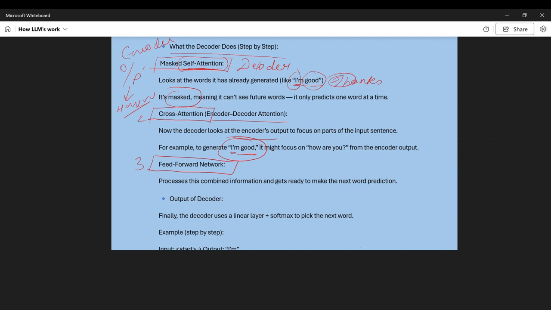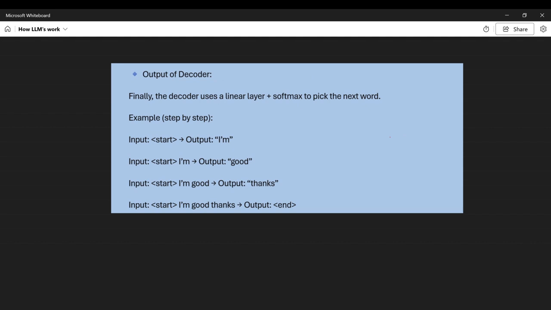Feed forward network. This process combines the information and gets ready to make the next word prediction. Output of a decoder: finally, the decoder uses the linear layer and the softmax to pick the next word.